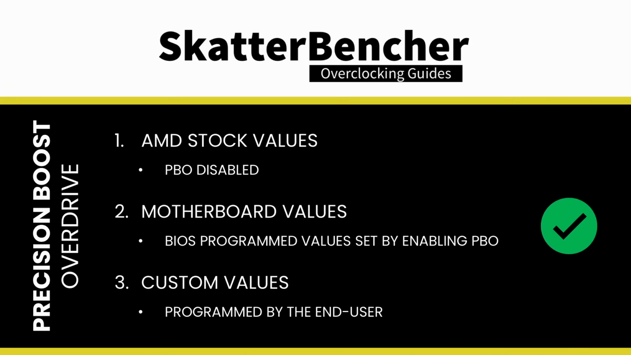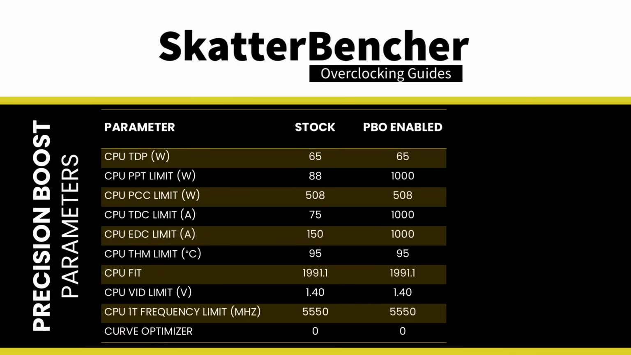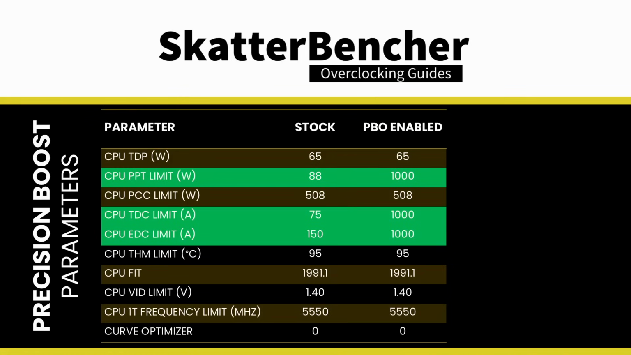In this overclocking strategy, we're simply enabling Precision Boost Overdrive. In the next strategies, we'll also explore tuning some of the parameters. By enabling Precision Boost Overdrive, we rely on the motherboard pre-programmed PBO parameters. We find that the following values have changed. Increasing the PPT and to a lesser extent the TDC and EDC limit will help unleash the frequency in multi-threaded workloads previously limited by the PPT.